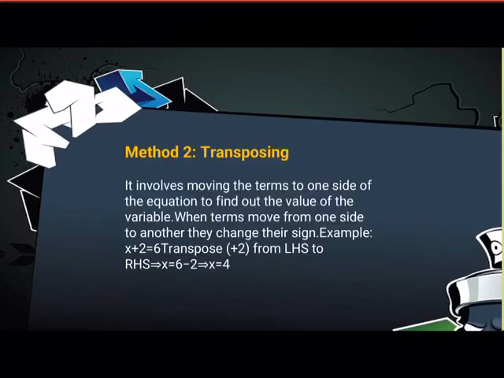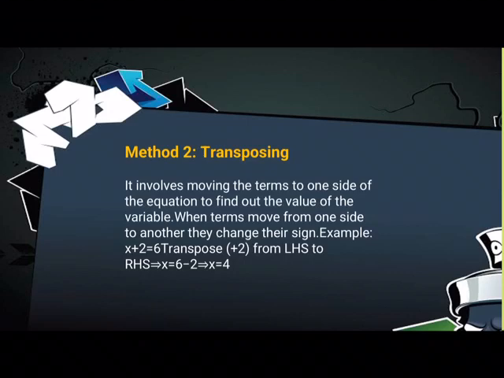Now the next method is the transposing method. In this method, we simply transfer variables to one side and numbers to the other side. Moving the terms to one side of the equation is basically known as transposing.